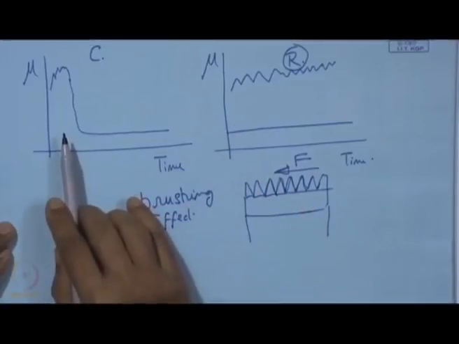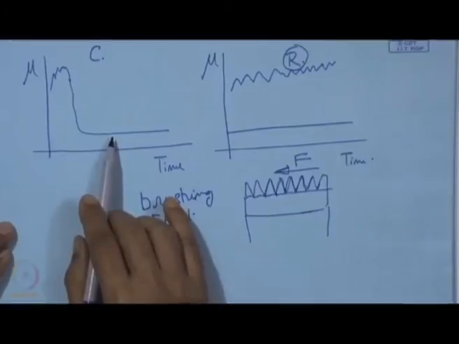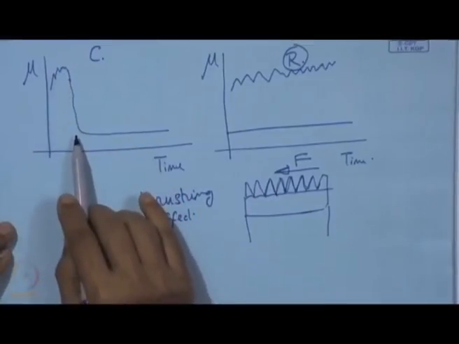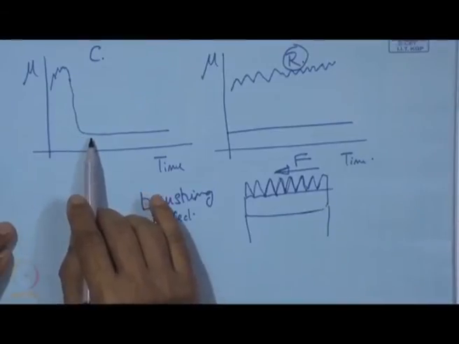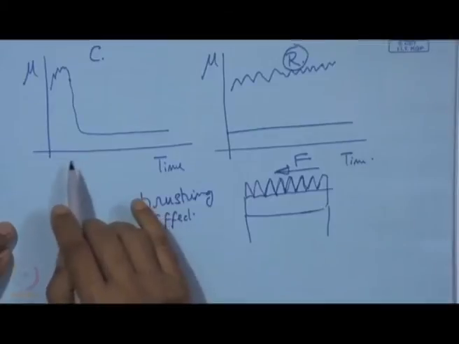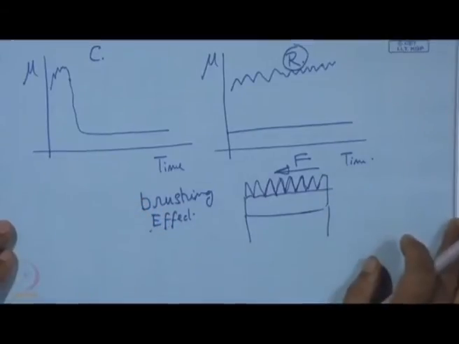But when it is unidirectional sliding, in that case after an initial rise it can come to a very low value of friction because of this running in and smoothening of the coating.